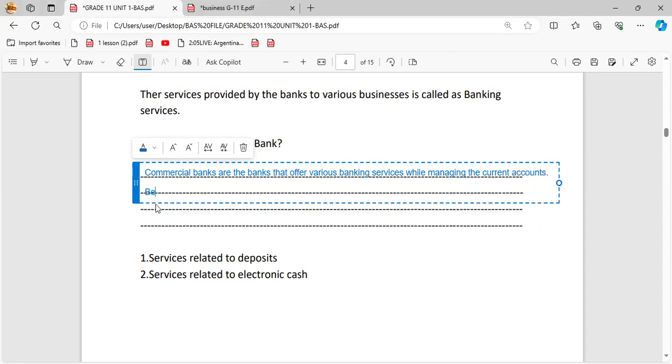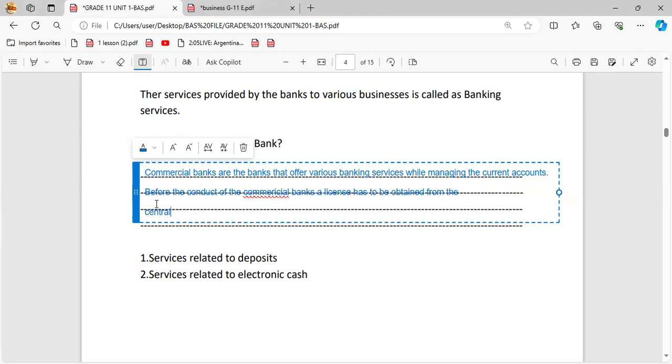Therefore, write down: before the conduct of commercial banks, a license or approval has to be obtained from the Central Bank of Sri Lanka.